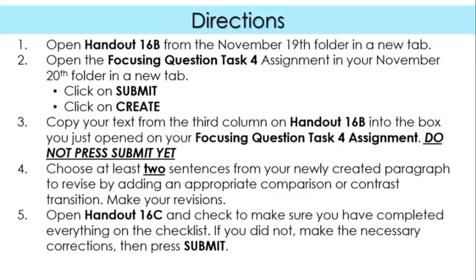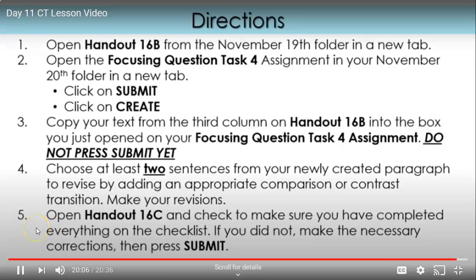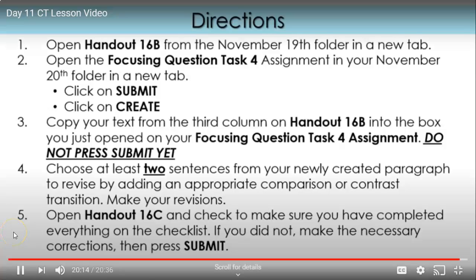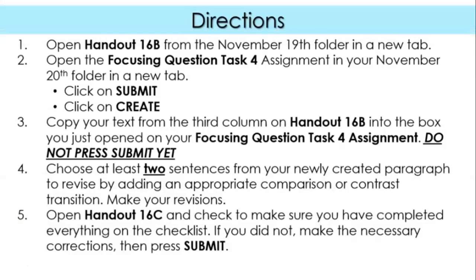I am so confident that these are going to be great paragraphs because we have been spending so much time analyzing this. We've been reading the book. We've watched that video quite a few times. I really feel confident in your abilities to tell me why the land is so important to each group. Okay? Good luck. Do your very best.